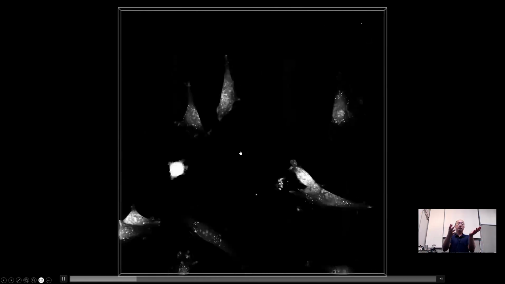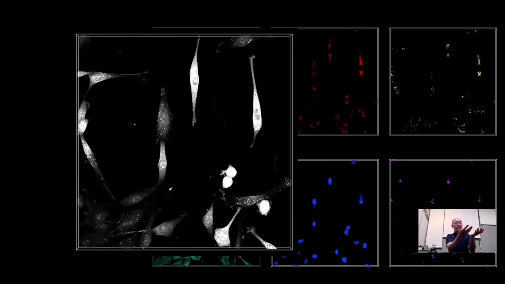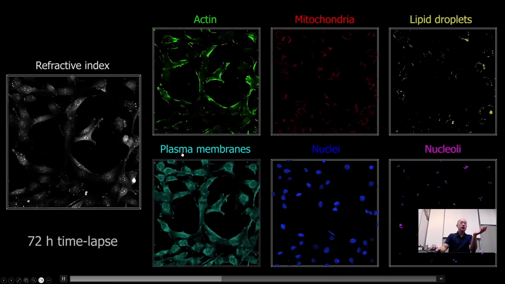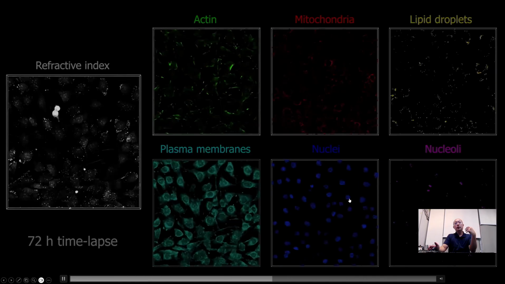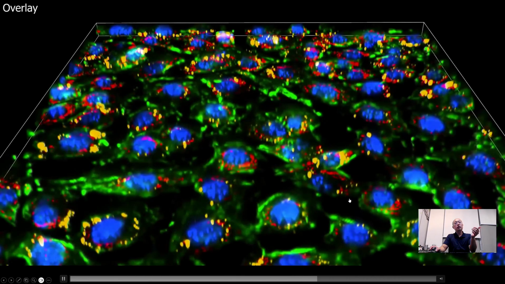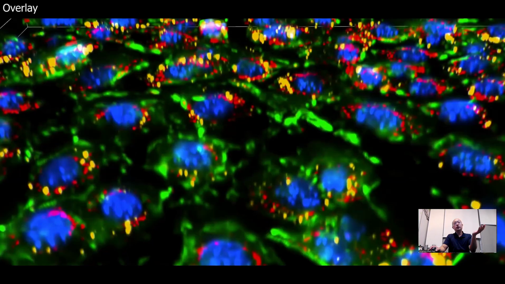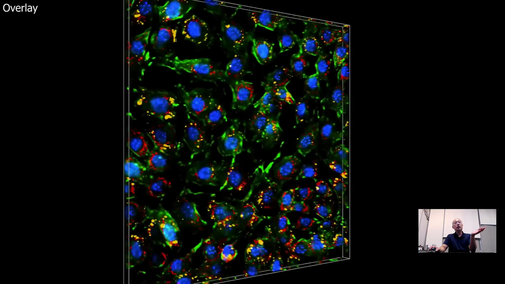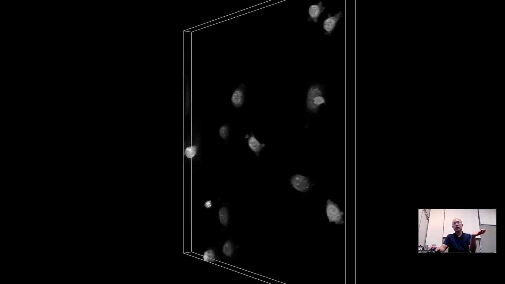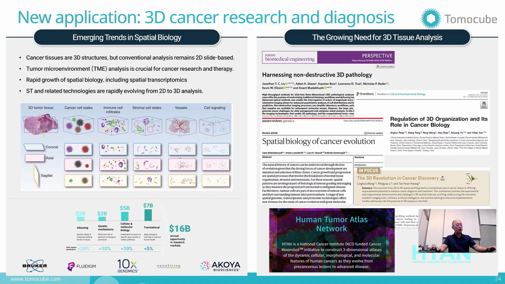This is one example. In this cancer cell line, this is real measurement, and the right panels are all virtual staining data. So you can generate spatial biological information without doing labeling or staining. Now we wanted to move further by expanding this application to histological applications.